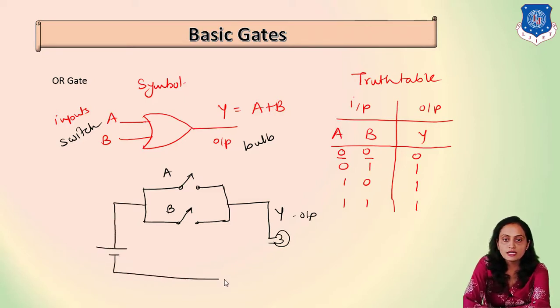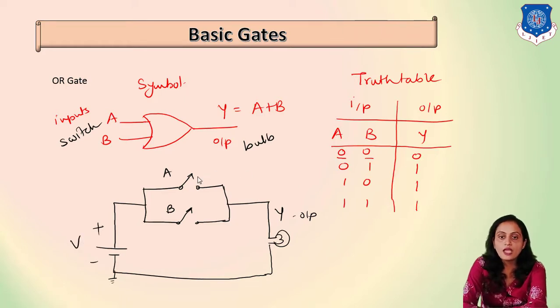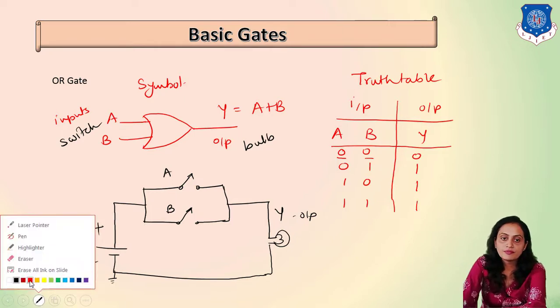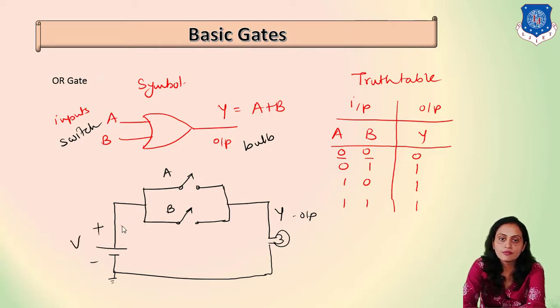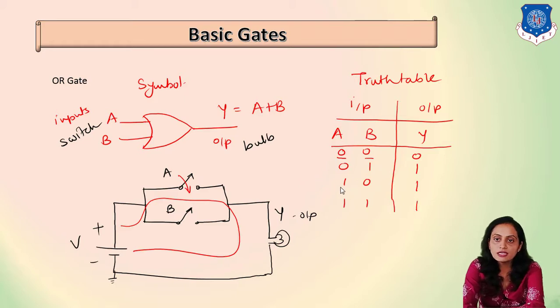And with this we are connecting one battery to provide the energy for the bulb to glow, and the battery is of volt V. Now what happens if any of these switches is closed? Then you will find the bulb is getting current through any of these paths. This is for A closed. If A is closed, then the output becomes 1, that means the bulb is on.